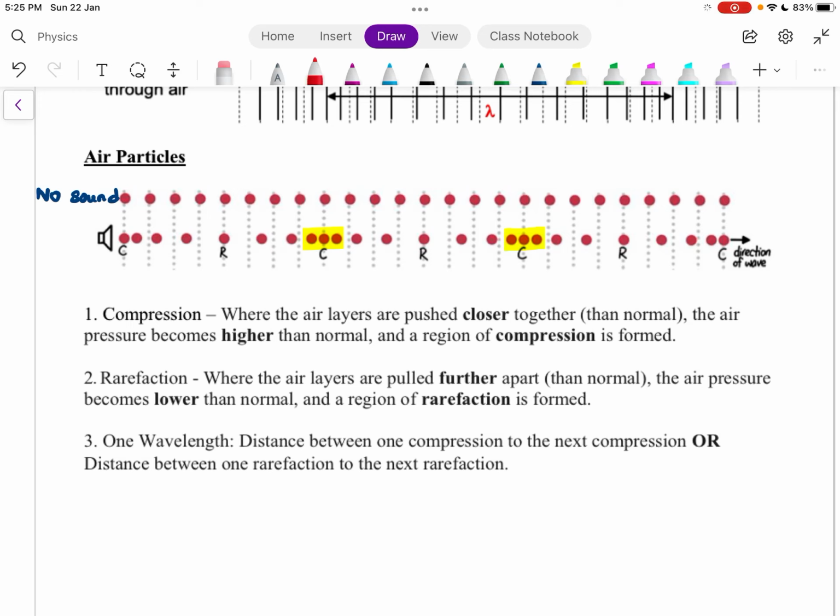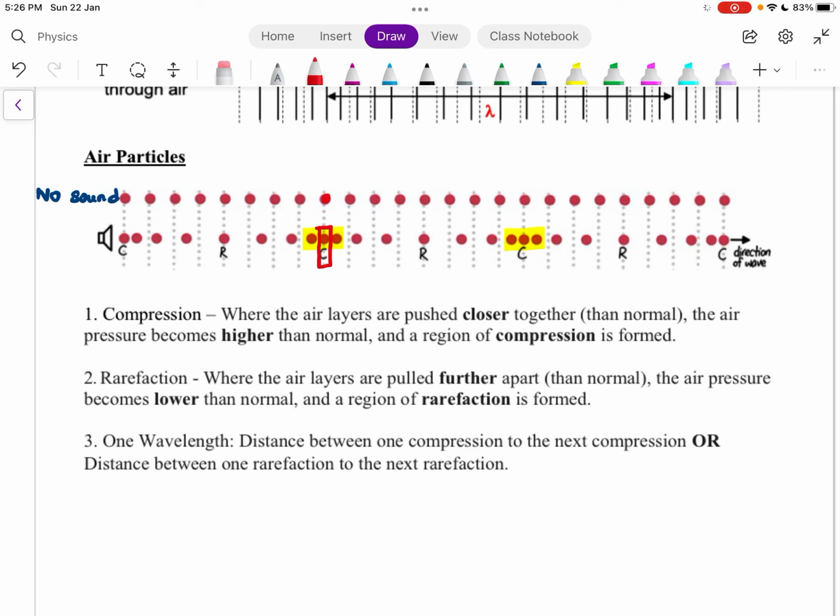The center of the compression is where you need to compare before sound and after sound. What do I mean by comparing before sound and after sound? Before sound, the particles are at the equilibrium position right here. After sound, the center of the compression should be in the same equilibrium position. So this part is actually the center of the compression. We must know how to identify the center of the compression.